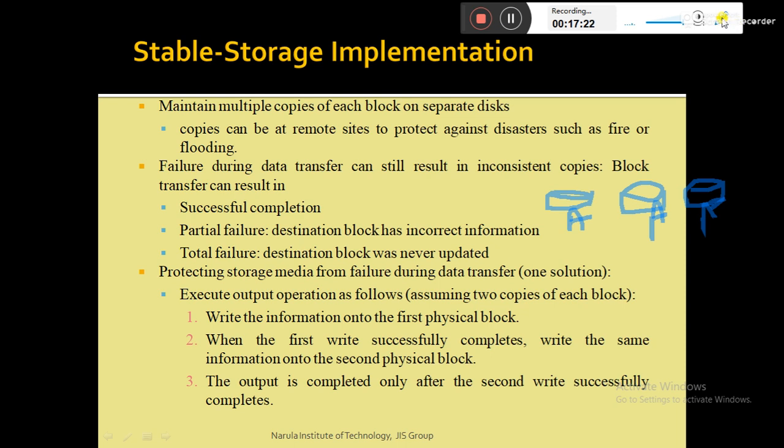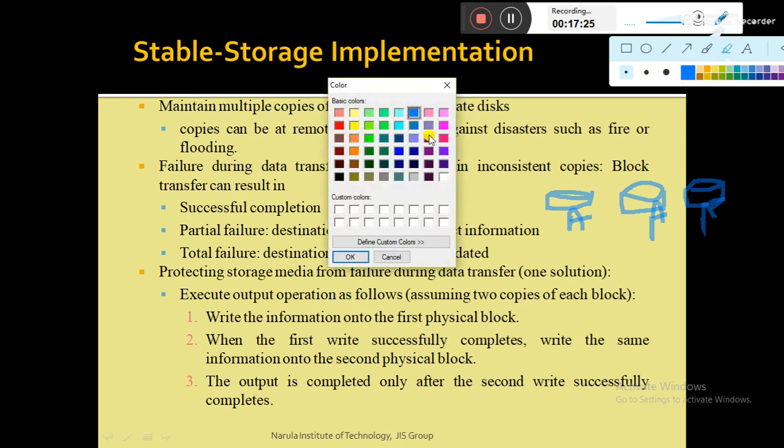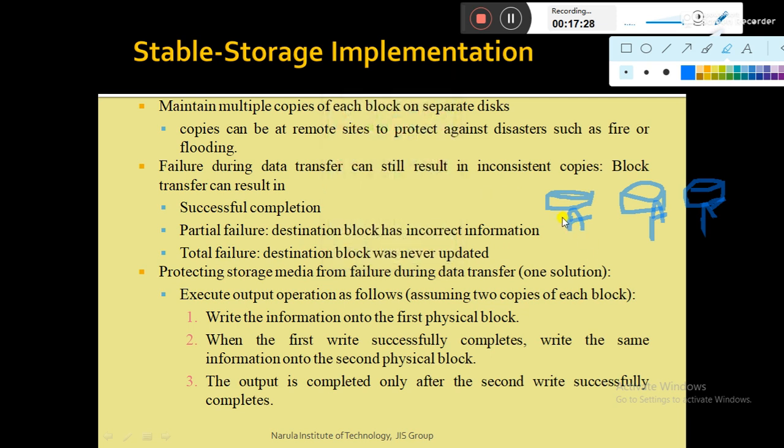Say this is the first physical block, let me mark it. Initially we have to write the information onto the first physical block, so first we update the value of A in that disk. Second, when the first write successfully completes, we write the same information onto the second physical disk. If we have only two disks, then okay. If we have three disks, once the second disk is written successfully, then we write the content of A to the third disk as well.